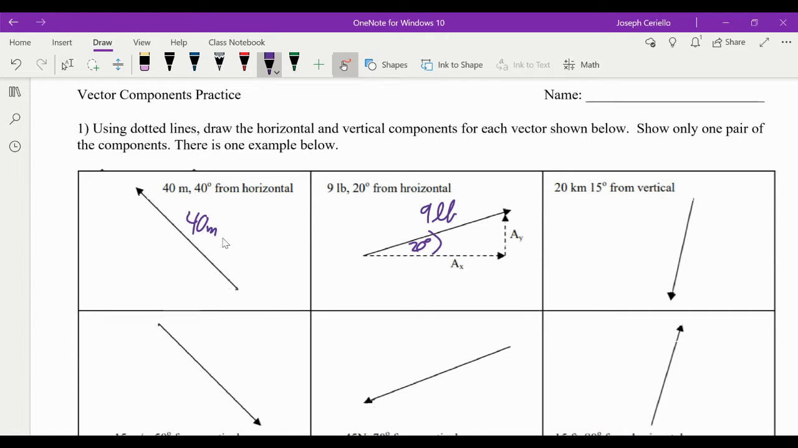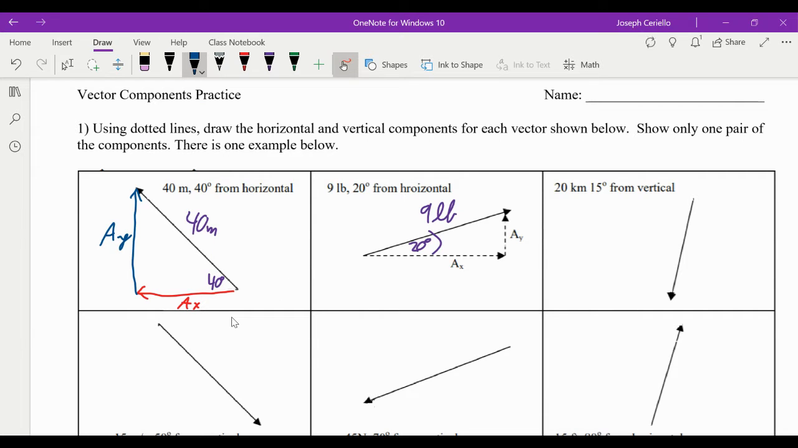All right, so this is 40 meters, and it's 40 degrees from the horizontal line. So think to yourself, is it 40 degrees from the vertical or the horizontal? That's the vertical line, or the horizontal line. Okay, so the 40 is going to go down here with the horizontal. That's what we mean by that. Now we know red is horizontal, so this is AX. And we know blue is vertical, AY. Now, how do I know those point to the left?